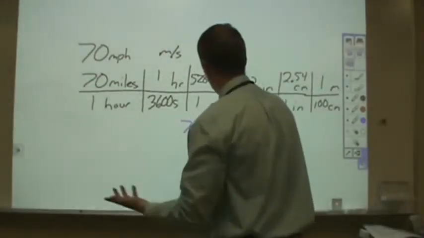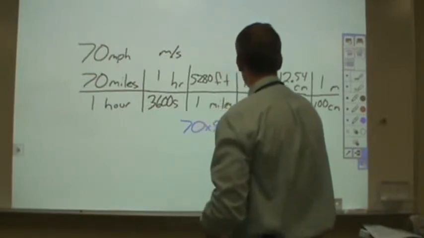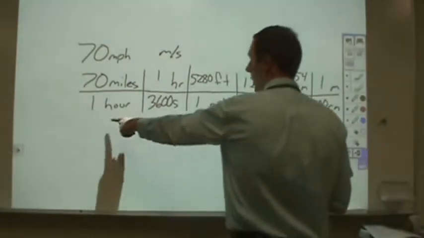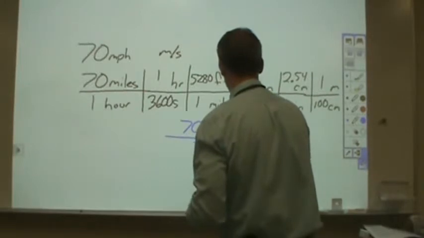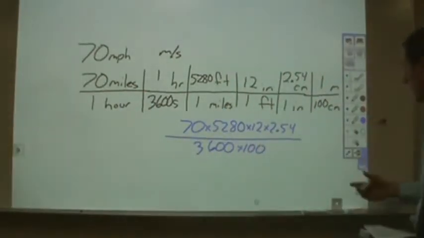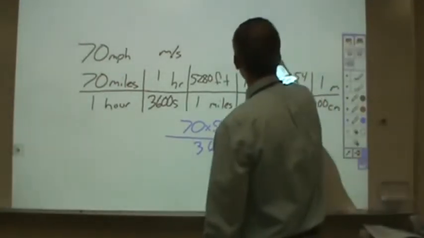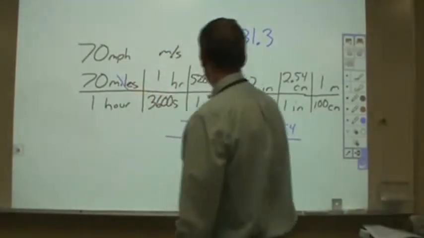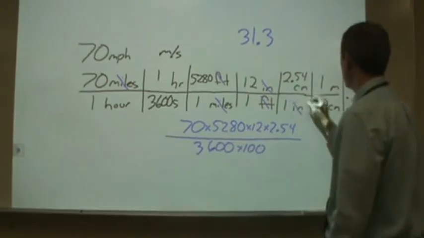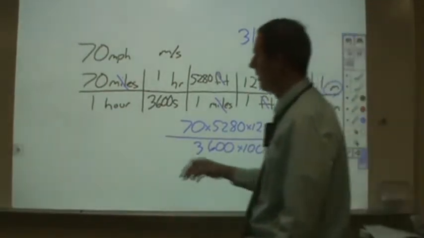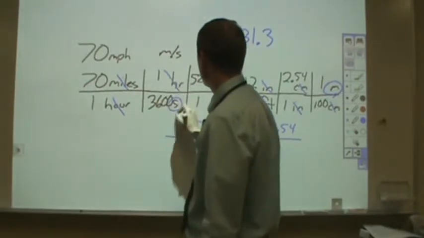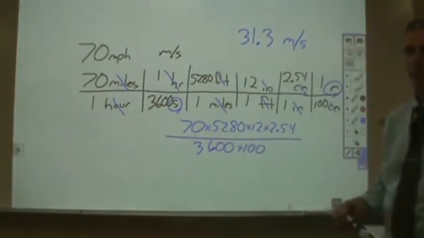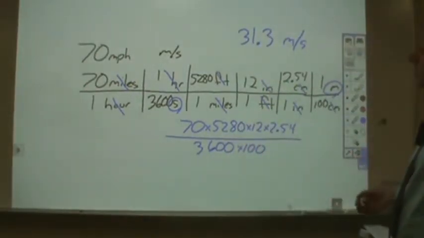So 70 times 1, which is the same, 5,280 times 12 times 2.54, divided by 1 times 3,600 times 100. And when I get that out of a calculator, it comes out to be 31.3. And then for my units, I have miles canceling, I have feet canceling, inches canceling, centimeters canceling, I have meters left. And then hours cancels hours, and I'm left with seconds. So I have my units of meters per second, and that would be my answer. Okay, 31.3 meters per second.